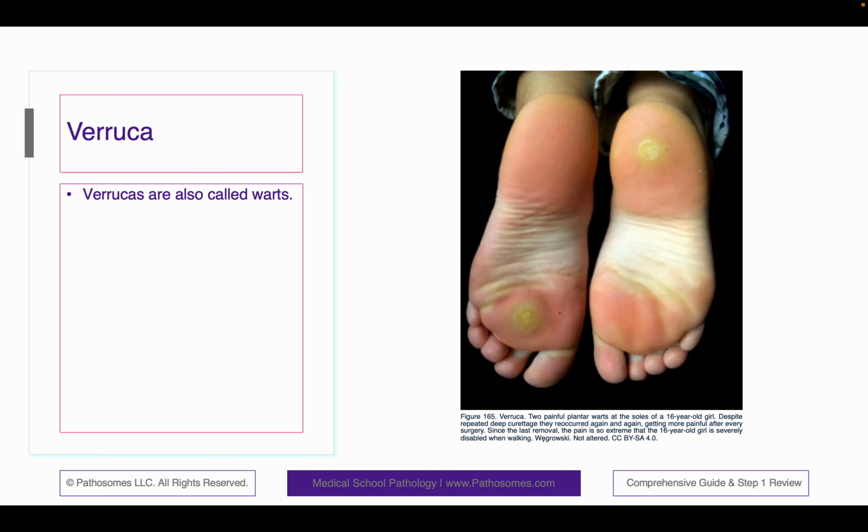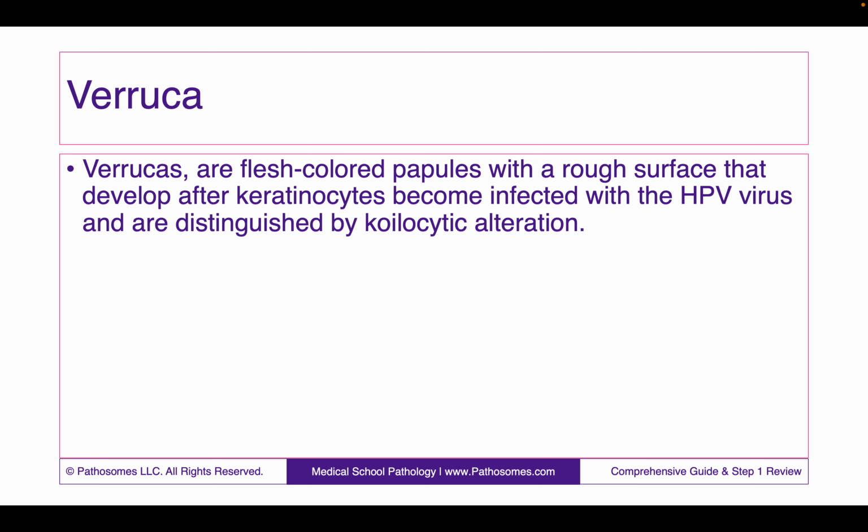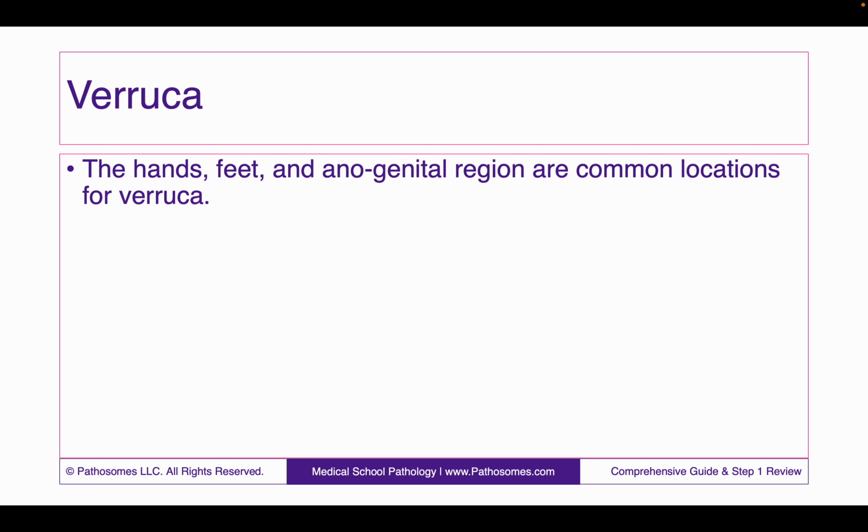Now warts, or verruca. Verrucas are also called warts, as you can see here on the bottom of this patient's feet. Verrucas are flesh-colored papules with a rough surface that develop after keratinocytes become infected with the HPV virus and are distinguished by coilocytic alteration. The hands, feet, and anogenital region are common locations for verruca.